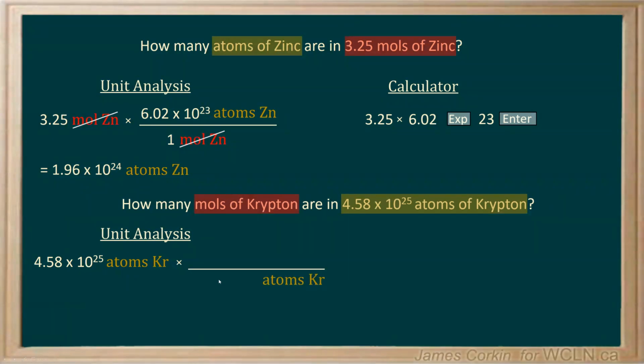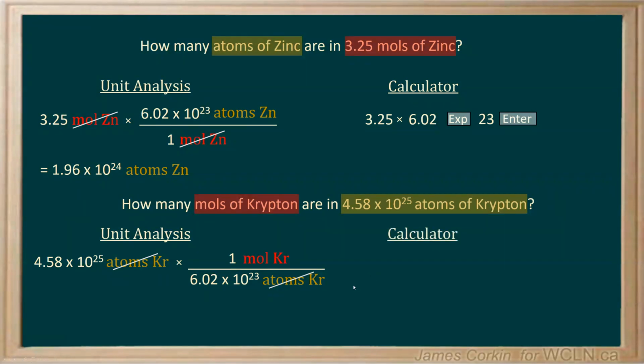We're going to set up a conversion fraction, make sure the units cancel correctly, add your numbers, Avogadro's. There are 6.02 times 10 to the 23 atoms of krypton for every 1 mole of krypton. Make sure things cancel correctly, indicate that with a little slash is a good idea.